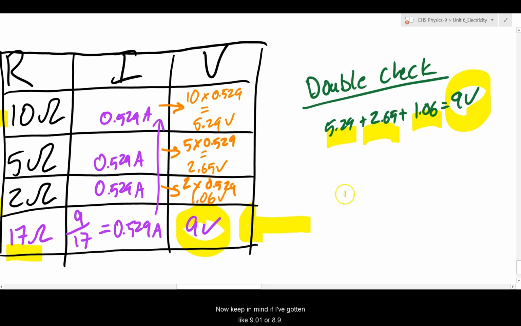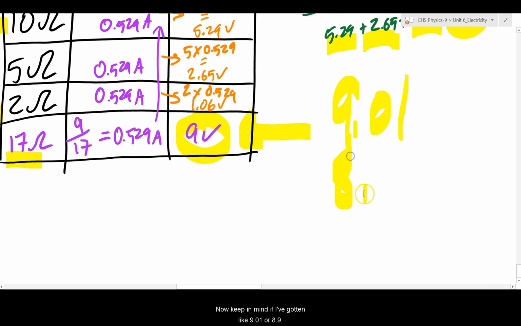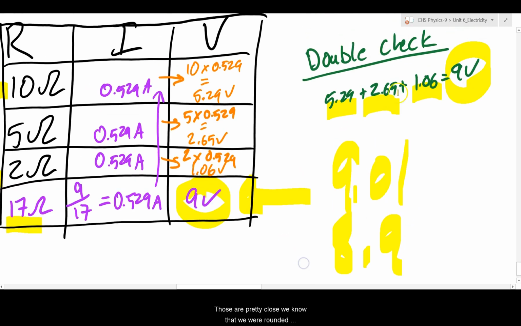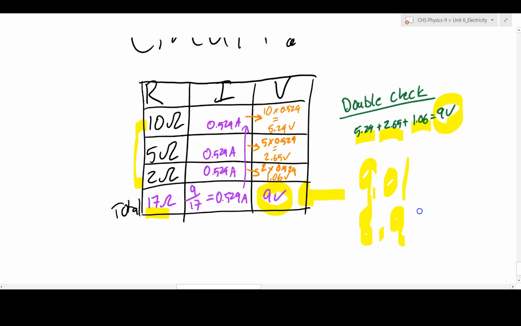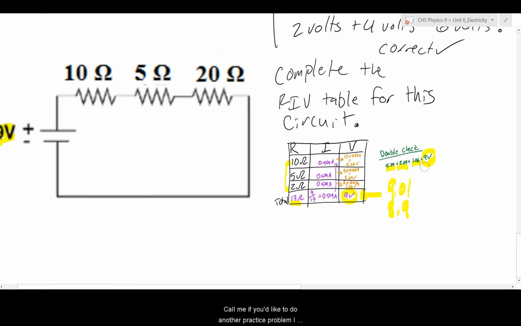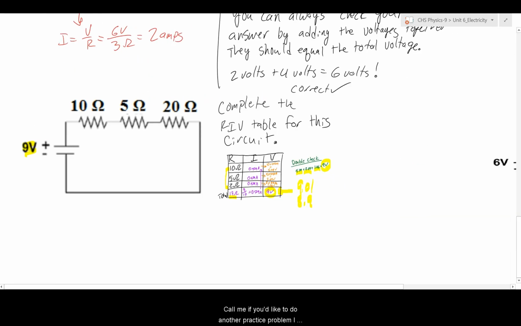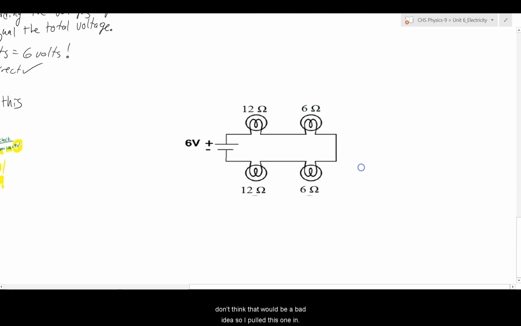Now keep in mind, if I had gotten like 9.01 or 8.9, those are pretty close. We know that we rounded our numbers. I was actually pleasantly surprised to find that we ended up with 9 volts. So there we go. If you'd like to do another practice problem, I don't think that would be a bad idea. So I pulled this one in. So again, go ahead and pause the video if you want to do another practice problem, and I'll show you the answer here in just a moment.